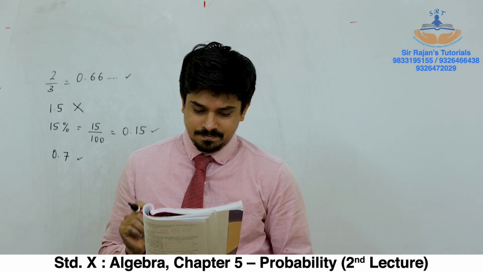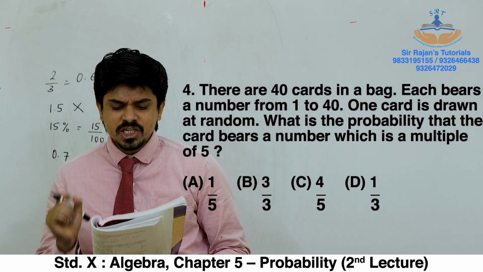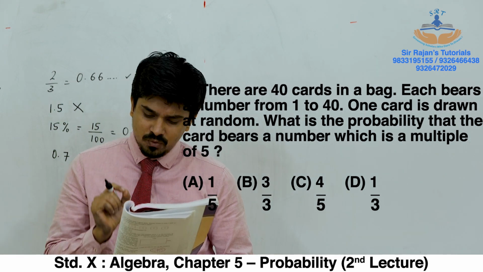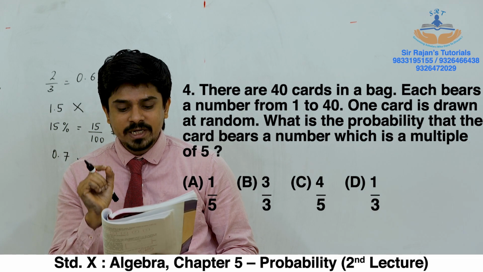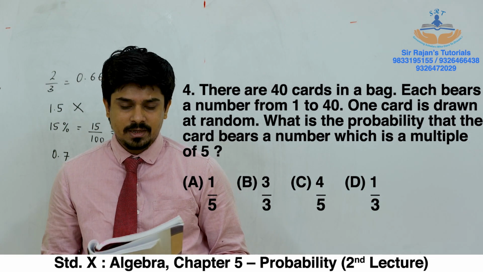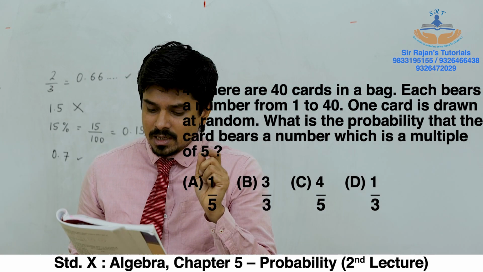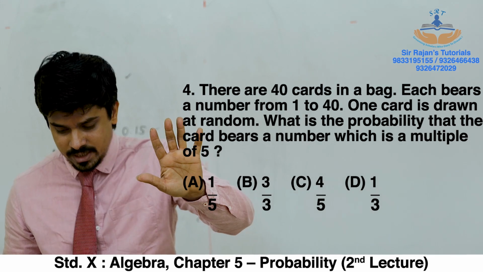Okay. Then question number 4. There are 40 cards in a bag. Each bears a number from 1 to 40. One card is drawn at random. What is the probability that the card bears a number which is a multiple of 5? Let's talk about sample space. Cards are being numbered from 1 to 40. So N of S will be 40.